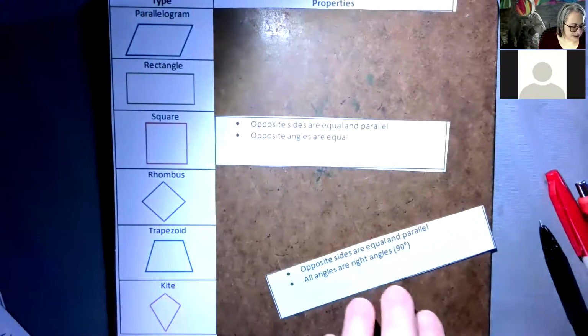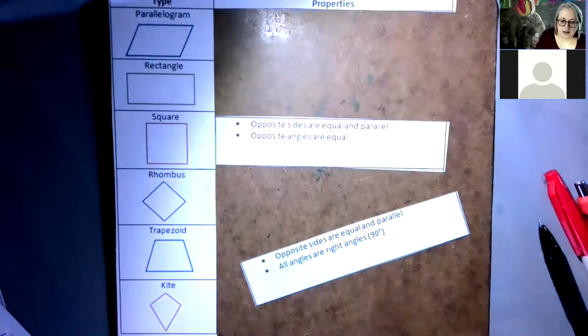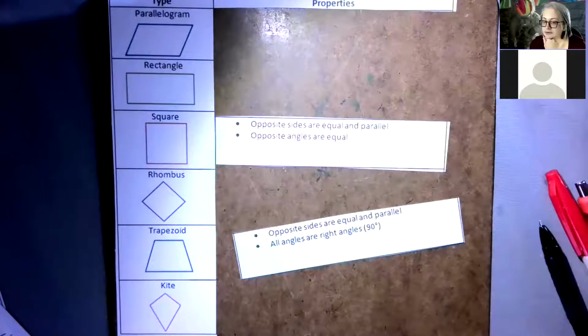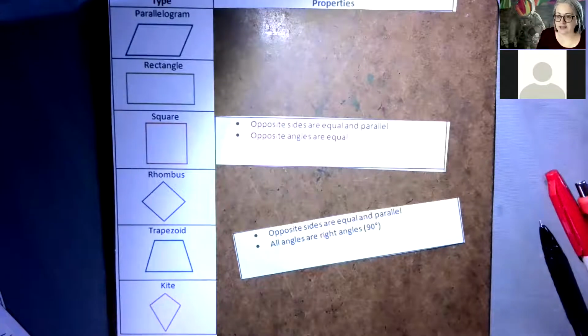All right, here's the next one. Opposite sides are equal and parallel, and all angles are right angles. And when you talk about degrees, remember I told you you're going to learn how to measure them. A right angle is 90 degrees. So which one should this be?